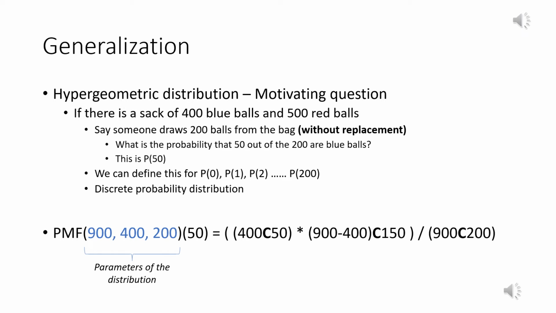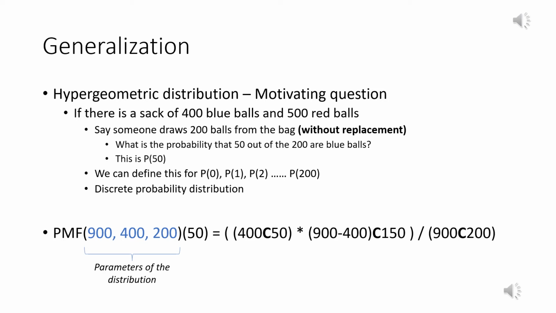In such a case, you can see this formula I have written there. In the PMF, 900 is the total number of balls in the bag, 400 represents how many of them are blue, and 200 represents how many we are drawing from it. These represent the parameters of the distribution, and the distribution is evaluated for 50. 50 is the point at which we are calculating the probability mass function. So 900, 400 and 200 are nothing but parameters of the distribution. The formula is very simple, we have seen this before. So 400 C 50, right?